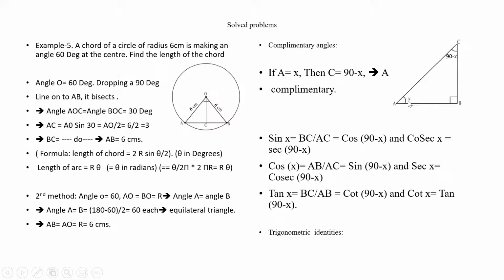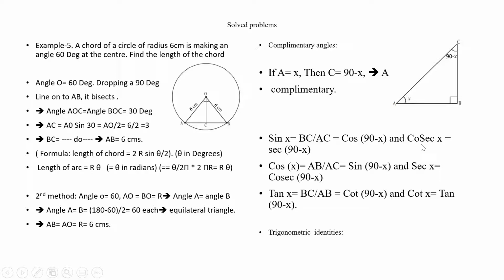Let us see. What is sin X? Sin X is equal to opposite side by hypotenuse, so BC by AC. But what is cos 90 minus X? Cos 90 minus X is adjacent side by hypotenuse. That is also BC by AC. So that means sin X is equal to cos 90 minus X.